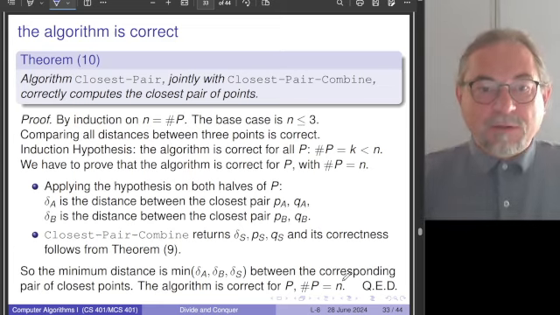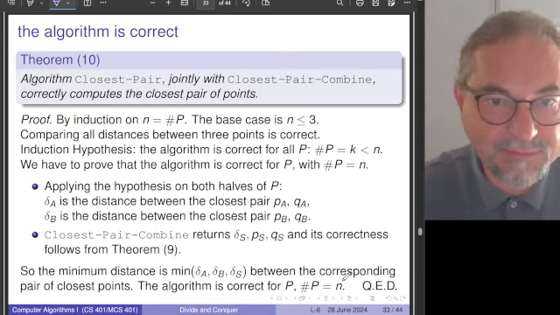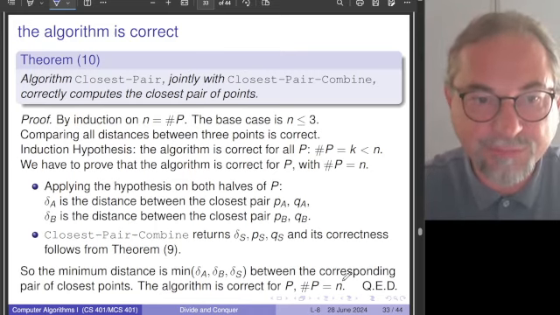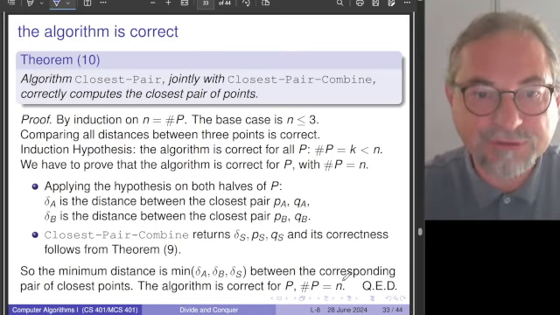So therefore, this induction proof shows that the algorithm will give us the correct closest distance, the minimum distance between the points in P. Okay, now why did we go through all the trouble?